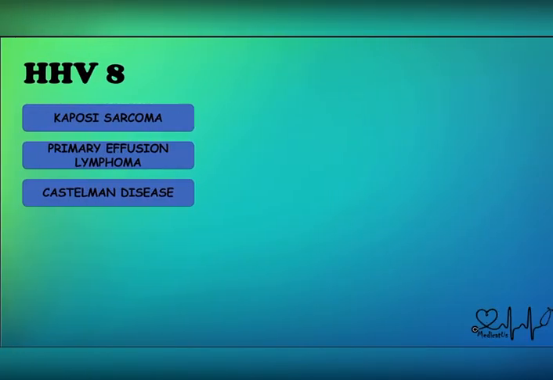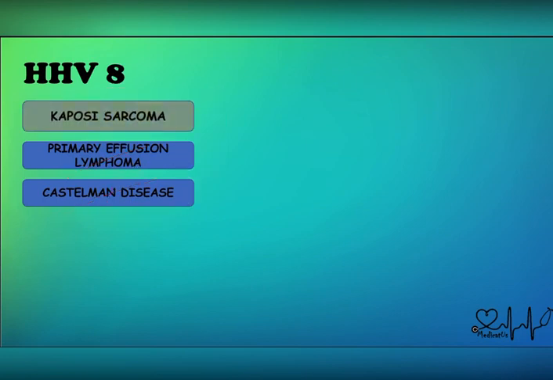Now about human herpes virus 8. This is also a small topic, not that big, but just a small one. So it causes 3 diseases. The first one we all know is Kaposi sarcoma. The second one is primary effusion lymphoma. And the third one is Castleman disease. These two are cancers, but this is just a disease.